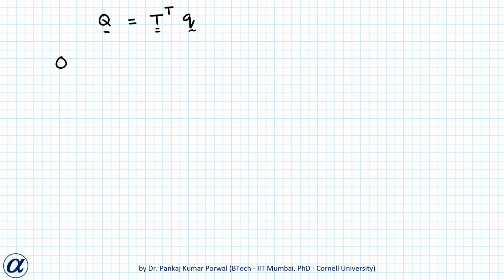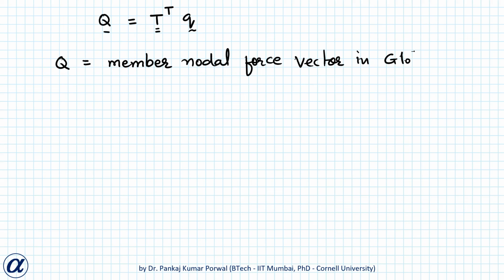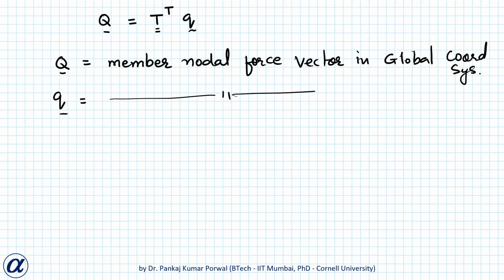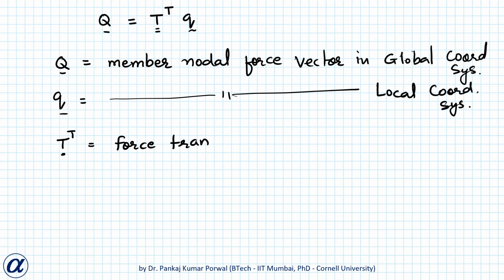Here capital Q is member nodal force vector in global coordinate system. Small q is member nodal force vector in local coordinate system, and T transpose is force transformation matrix.